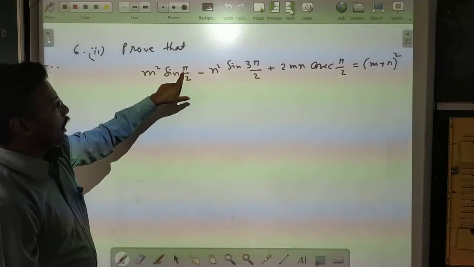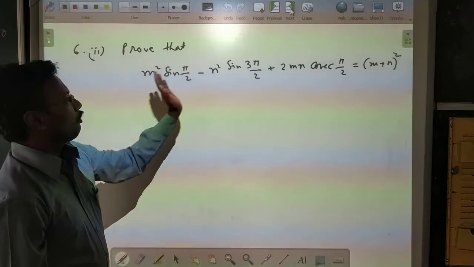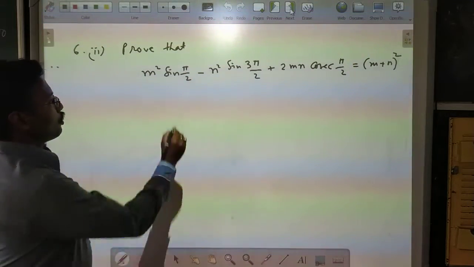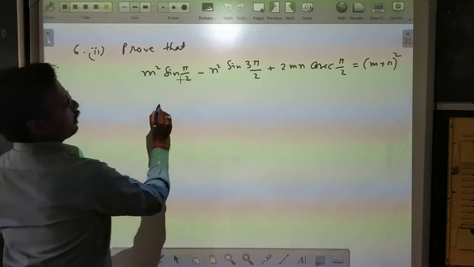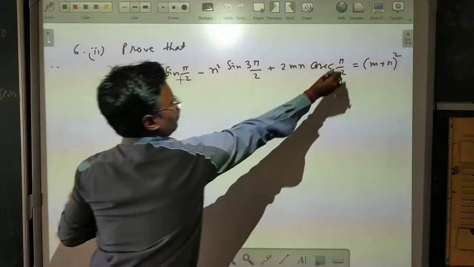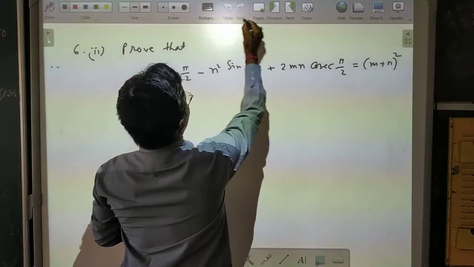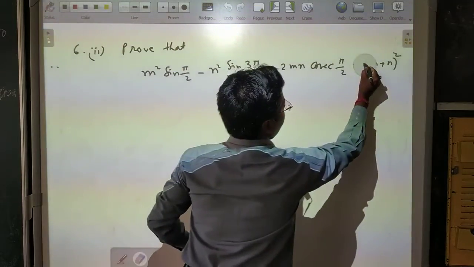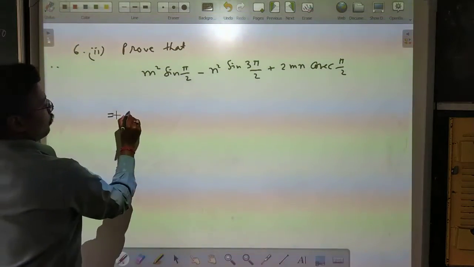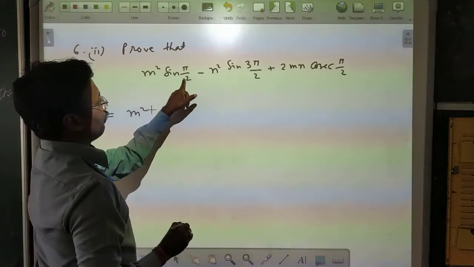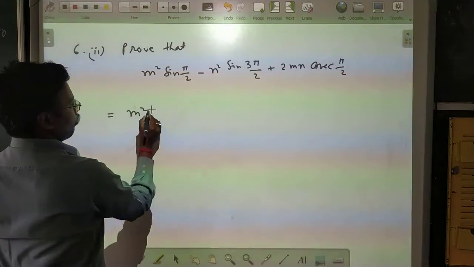So, if it is given with pi, we can convert it into degree, or we can go with radians. So here I will be converting in degrees so that it will be easier for you. Okay. So on the left hand side we are getting this. You need to get the answer as m plus n whole square. So we know the value of sine pi by 2, I mean sine 90 degree and cosec 90 degree. Sine 90 degree is 1.